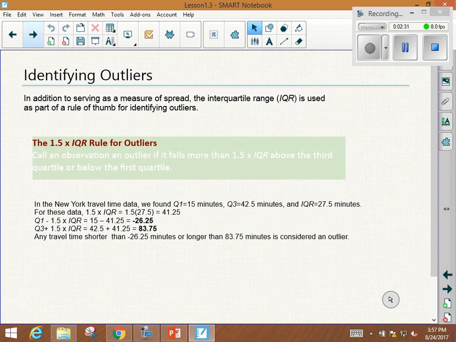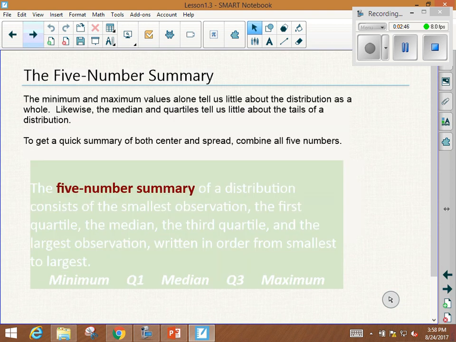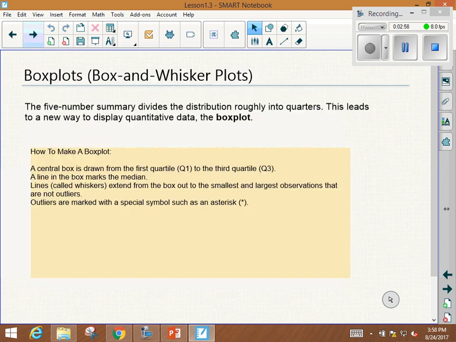We talked about our 1.5 IQR rule for outliers as well. Go ahead and take a look at this if you didn't get it the first time or if you need a refresher. Other than that, we'll move on. We talked about the 5-number summary. Here it is. We're going to use that 5-number summary to make a box plot. Most of you have already made a box plot before.